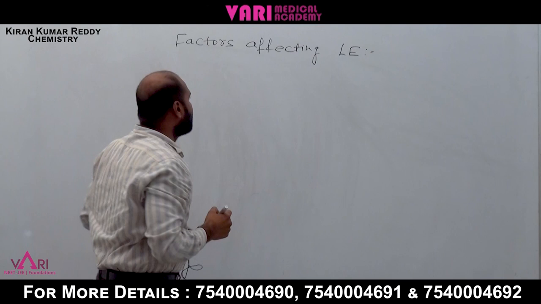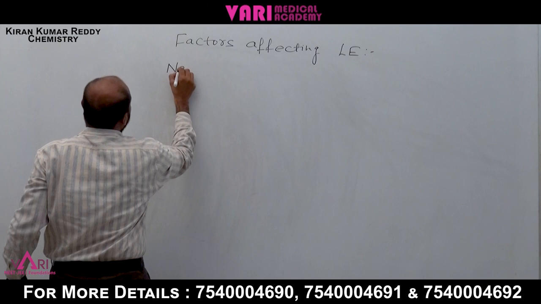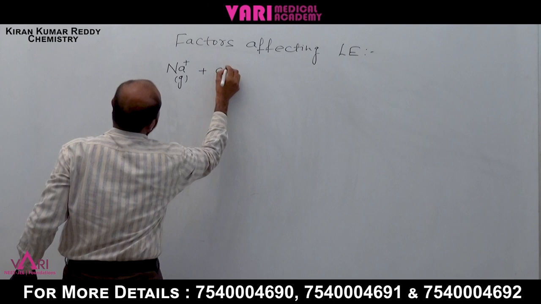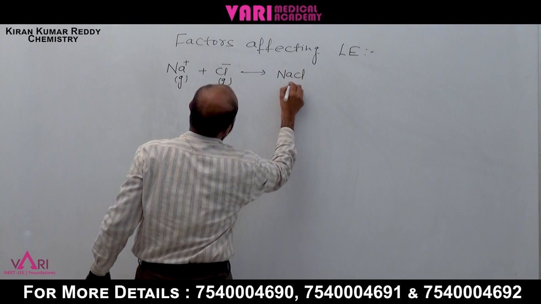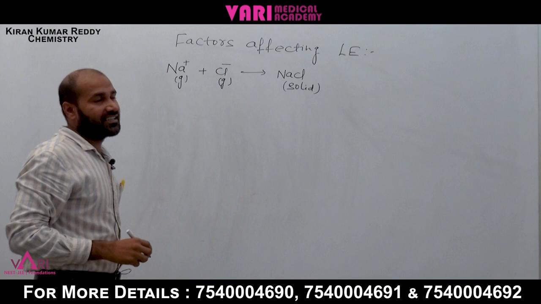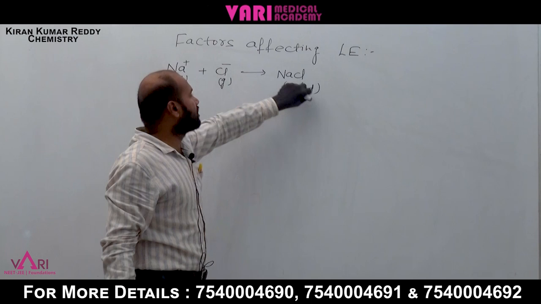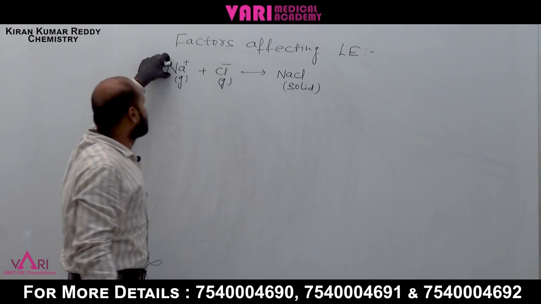Already, what is lattice energy, students? Lattice energy means, for example, Na+ is a gas, and Cl- is also a gas. These are unstable in the gaseous state. That's why they react to form NaCl, a solid, which is stable. Understand? Lattice energy means the amount of energy released to form one mole of ionic compound from gaseous cation and gaseous anion. That is called lattice energy.